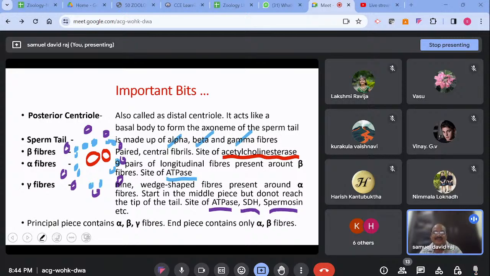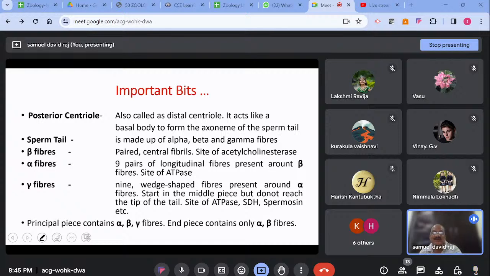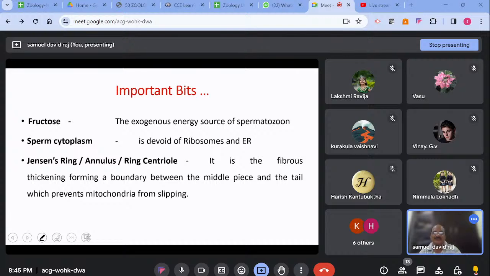In the tail, there are two parts I have discussed already. The principal piece, which contains axoneme plus protoplasmic sheath, and the end piece, which contains axoneme only. The principal piece is found to contain all three fibers, whereas in the end piece only beta fibers and alpha fibers are said to be present. So from outside to inside, first gamma followed by alpha followed by beta.